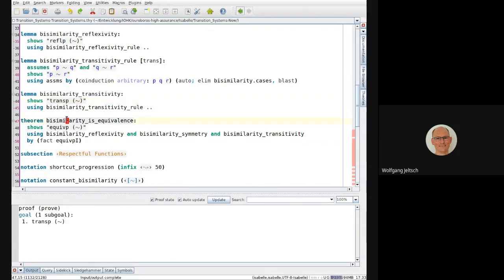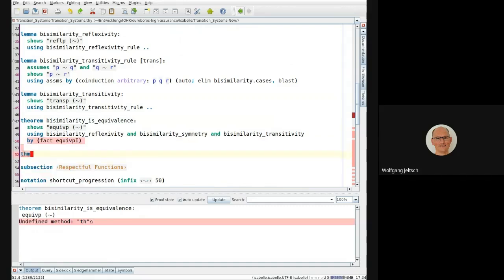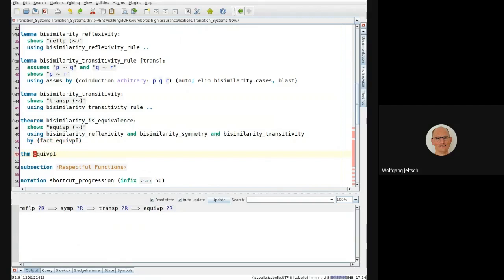And finally, we have this theorem that bisimilarity is an equivalence relation, and an equivalence relation is just one that is reflexive, symmetric, and transitive. We have this equivp predicate defined in the standard library, which captures exactly this. And we have this fact equivpI, the introduction rule for this predicate, and you can see what it says exactly: something is reflexive, symmetric, transitive, and it's an equivalence relation.